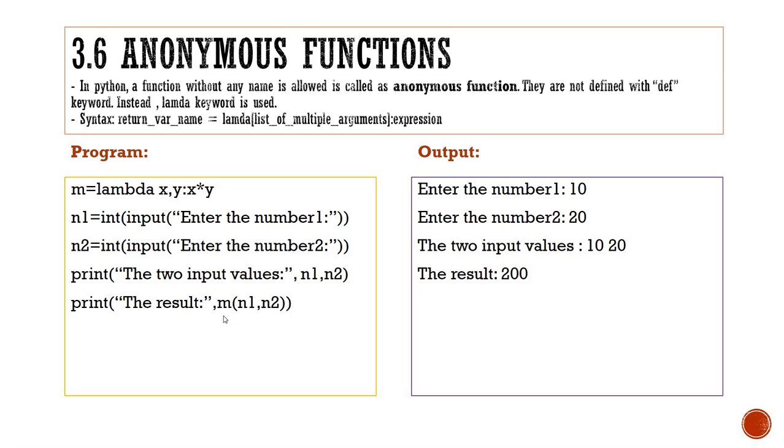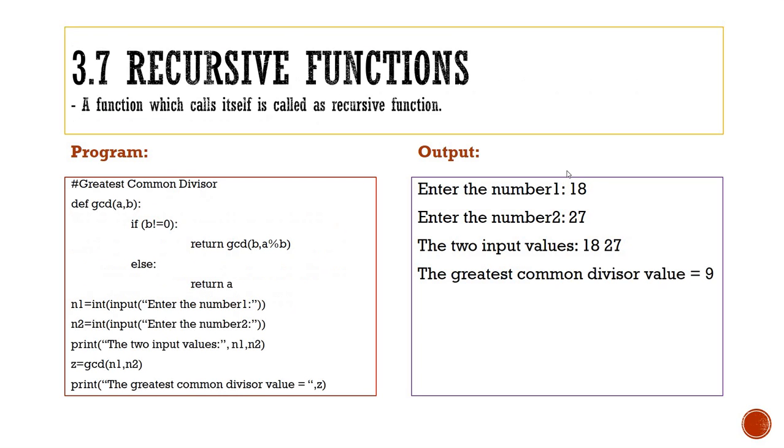is assigned to m. So the value of m is printed as 200. So this is an example for anonymous function. Next, recursive function. A recursive function is a function which calls itself again and again, and this methodology is said to be recursion. And the program for that is greatest common divisor given.